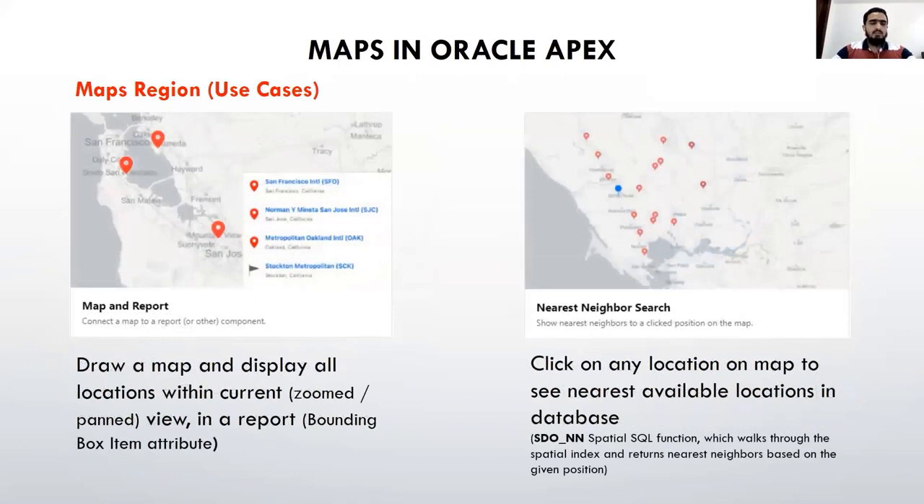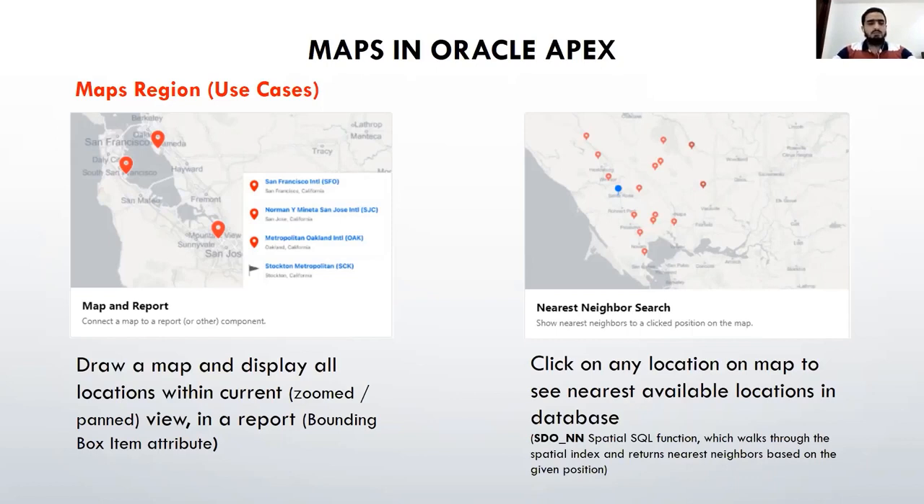The next use case is about map and report. In our application, for example, our requirement is to see all the locations which are available from our database in the current view of the map. For example, if we zoom in or zoom out, of course the locations will be different, and we want to see how many locations there are, or what the locations are in that view of the map, and we can show those locations in our report.